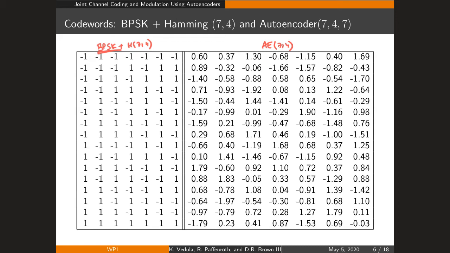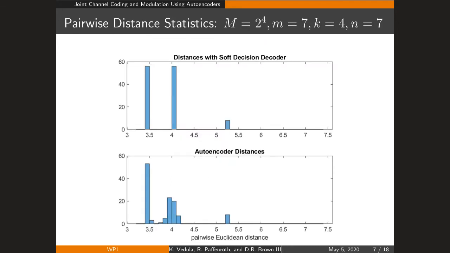But the important thing to note here is the statistics. That means the properties such as mean, minimum distance, and maximum distance are similar to that of BPSK plus Hamming 7/4. Now let's look at the pairwise Euclidean distance statistics for the code words we just saw. And these are the distances with soft decision decoder for Hamming 7/4 plus BPSK.